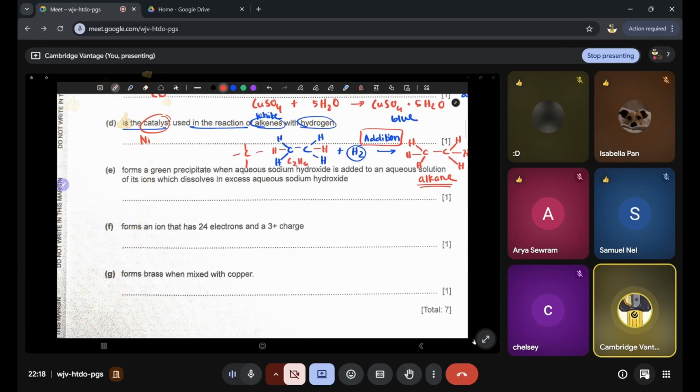So E forms a green precipitate when aqueous sodium hydroxide is added to its aqueous solution. Yes, Sam, you are correct. It should be chromium.